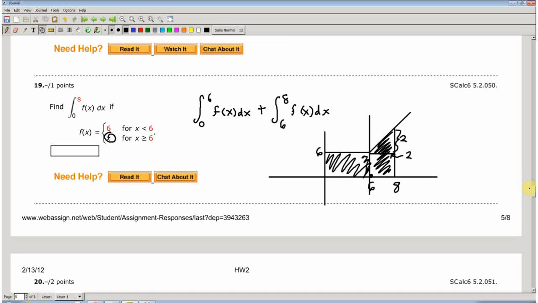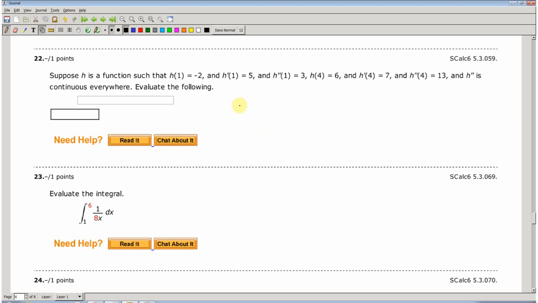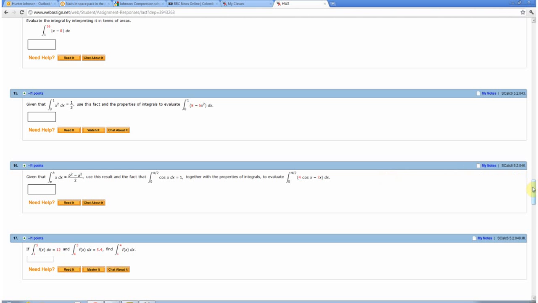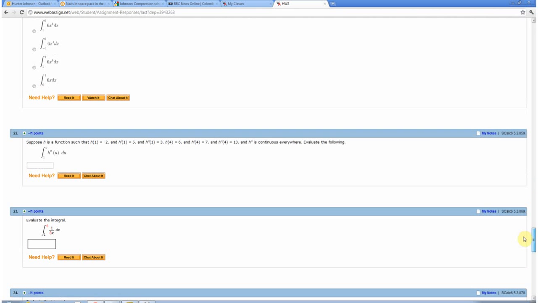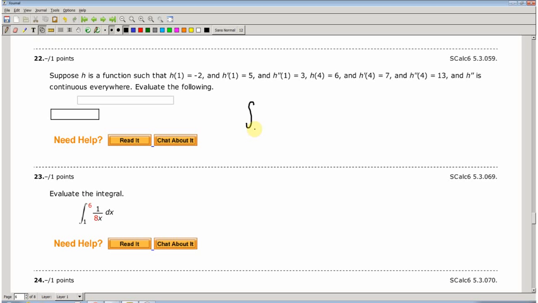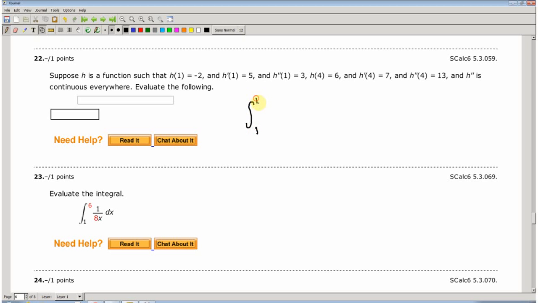So what else? Number 22. Okay, so it says suppose h is a function. Oh yeah, this is the one where they ask you to integrate h double prime, right? So let me go down to number 22. And okay, there it is. They want you to integrate from 0 to 4 of h double prime u du. I'm really surprised, actually. I've gotten a lot of questions on this one, and I would have thought that this one was one of the easier ones, but I would be wrong. So the integral from 1 to 4 of h double prime u du.